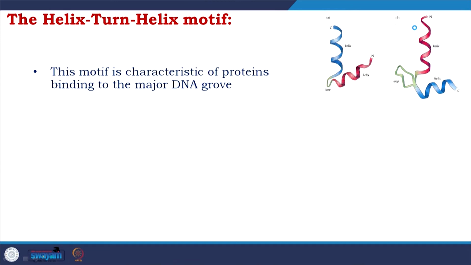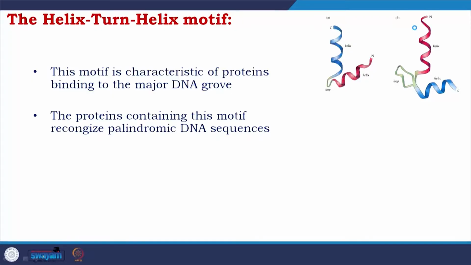If you know about DNA, in DNA there is a major groove and a minor groove. So, the helix turn helix goes there and binds to the major groove. The proteins containing this motif recognize palindromic DNA sequences.